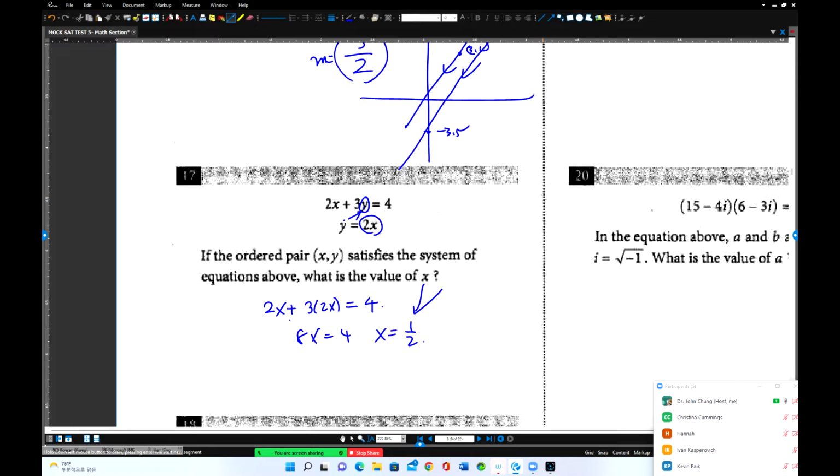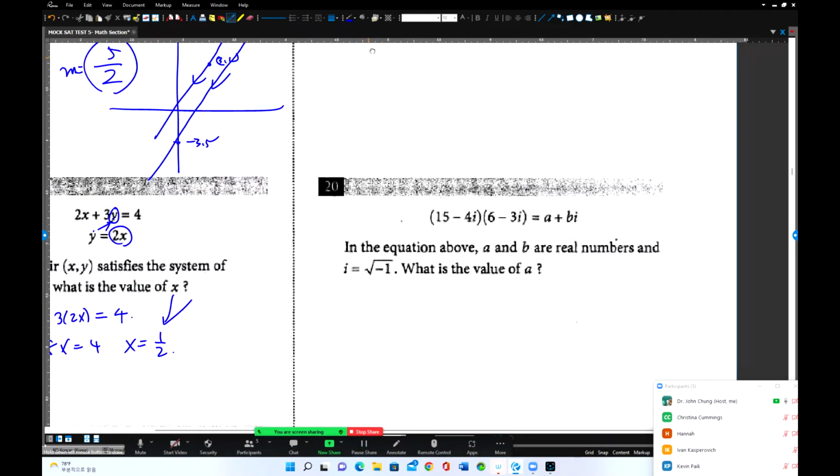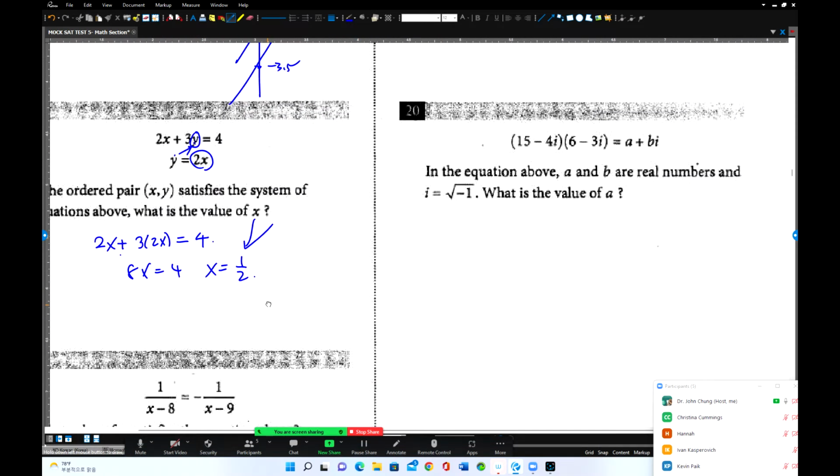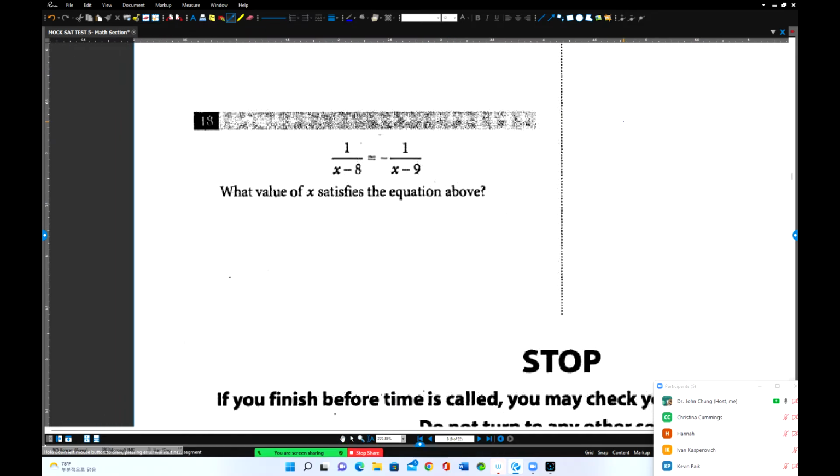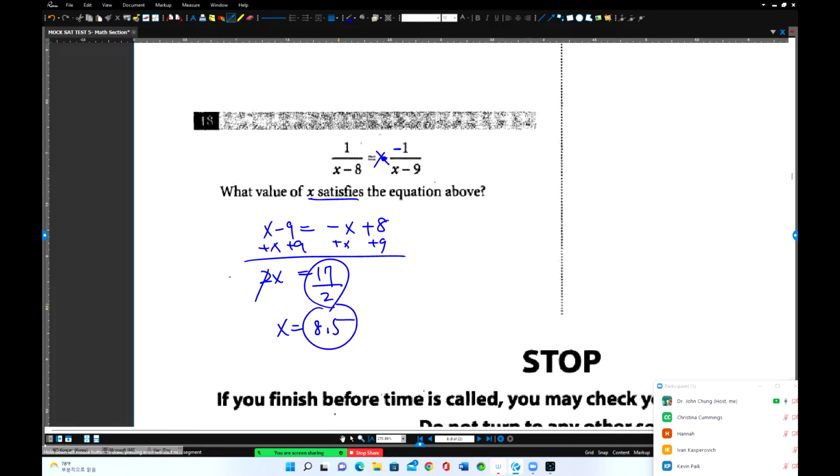The next one, number 18. Where is 18? Down over here? Oops. Okay, here. All right, we have single expressions. Put this number -1 over here. That is better. Okay, you can use a cross product, right? Cross multiplication. X minus 9 equals -1 times x, -1 times -8 is a positive 8. Plus x, plus x. That is 2x equals 9 plus 8, that is 17, right? Okay, we're going to find the value of x. We can divide it by 2. X equals 17 over 2 or 8.5. Okay, both will be okay.